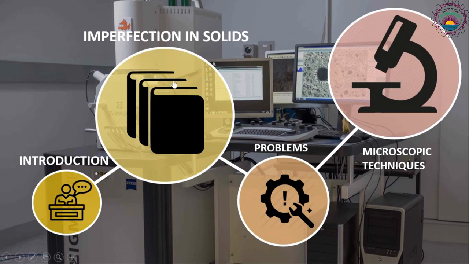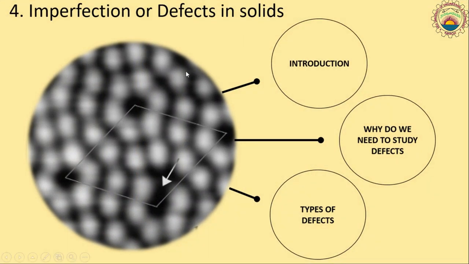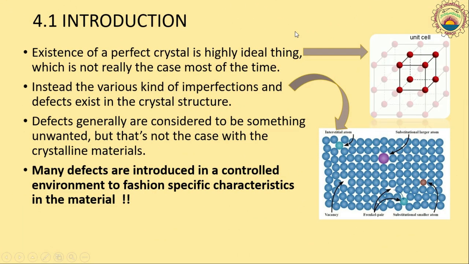Now we'll jump towards our chapter, that is imperfection in solids. The myth of the existence of a perfect crystal is a highly ideal thing, which is not really the case most of the time. If someone thinks that the materials we encounter in our daily life have a perfect crystal structure, that's not really the case. Almost all materials have defects in their crystal structure. Even in places where we require a pure crystal structure, they don't claim to have 100% pure material. They claim 99.99% of such and such material for that application, but even they don't claim to have a 100% perfect structure. So the perfect crystal structure is highly ideal, which is not really the case most of the time.